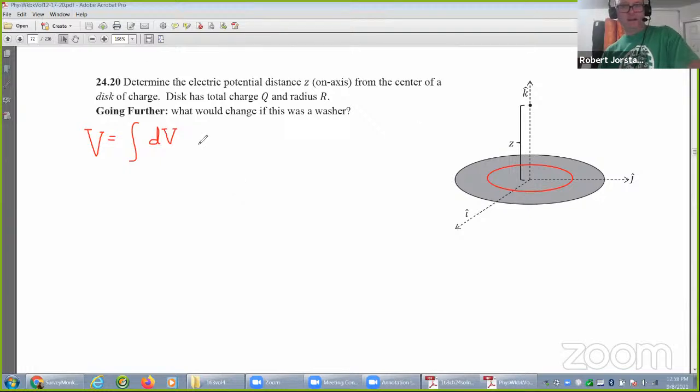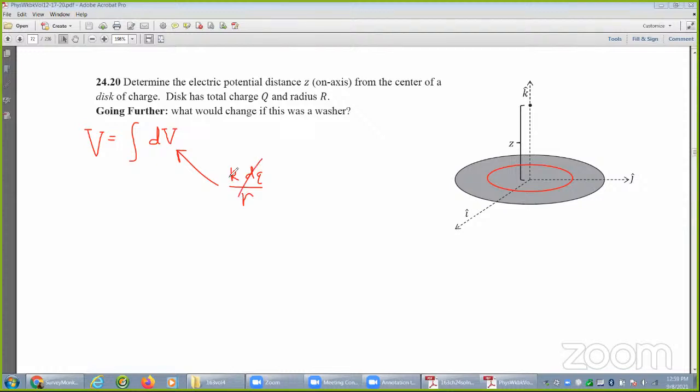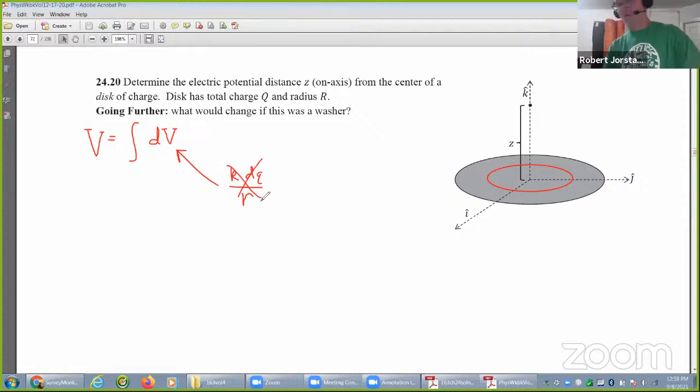So then what do I need to use for dV? Am I building it out of point charges? Do I use K dQ over R? What do you think? It's not point charges anymore, so we can't do that. We could look on our equation sheet and see the voltage equation for the ring. Oh, I see it there.